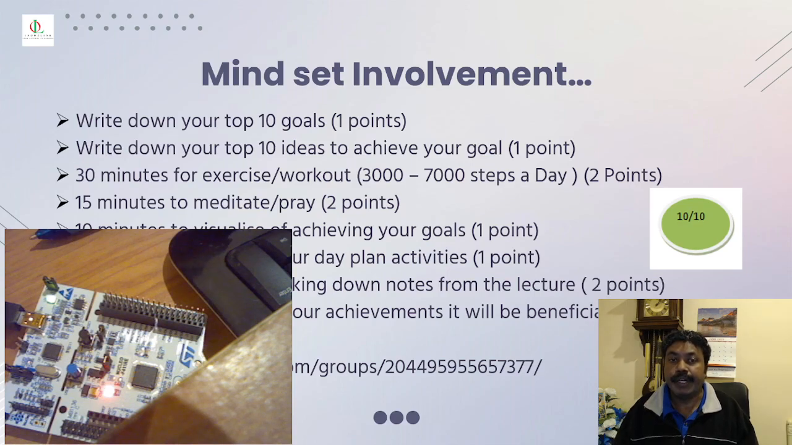And please don't forget about the involvement. If you write your top 10 goals, you get a point, and top 10 ideas to achieve those goals. And then please spend at least 30 minutes to do a workout or go for a walk, and then spend 15 minutes doing your meditation, and 10 minutes to visualize actually achieving those goals. And then 10 minutes to make a daily plan for the rest of the day and for the rest of the week. And 2 hours of learning will get you 2 points.